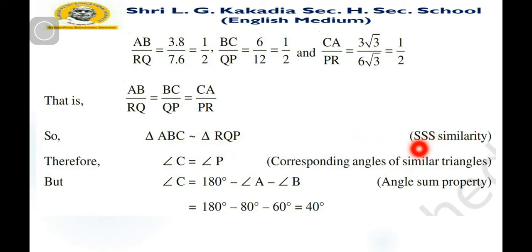By SSS similarity, angle C corresponds to angle P, so angle C is equal to angle P, as corresponding angles of similar triangles. We can say angle C is equal to 180 minus angle A minus angle B, that is 180 minus 80 minus 60, which is equal to 40. So hence we can say that angle P is equal to 40 degrees.